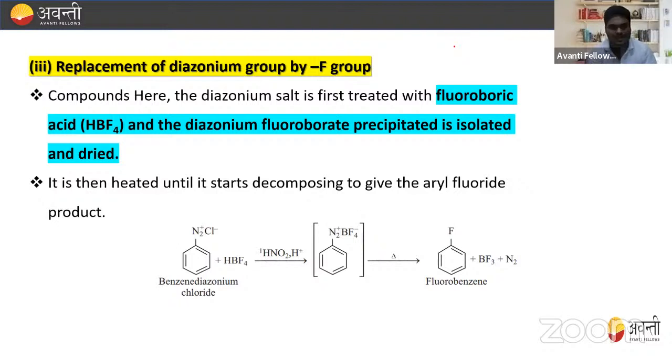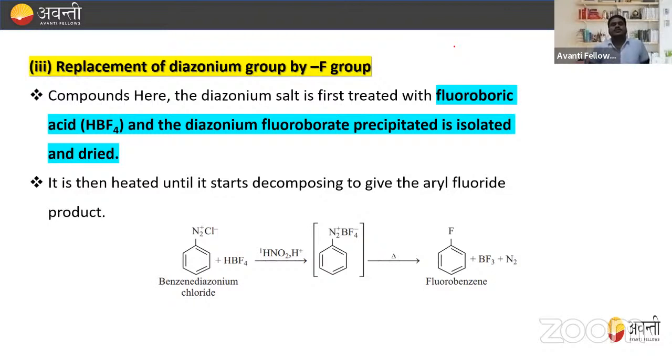That is, how can the fluorine group replace the diazonium group? Basically, the diazonium salt is first treated with fluoroboric acid, HBF4, and the diazonium fluoroborate precipitate is isolated and dried. It is then heated until it starts decomposing to give the aryl fluoride product. This reaction is also very important and is known as the Balz-Schiemann reaction, right?